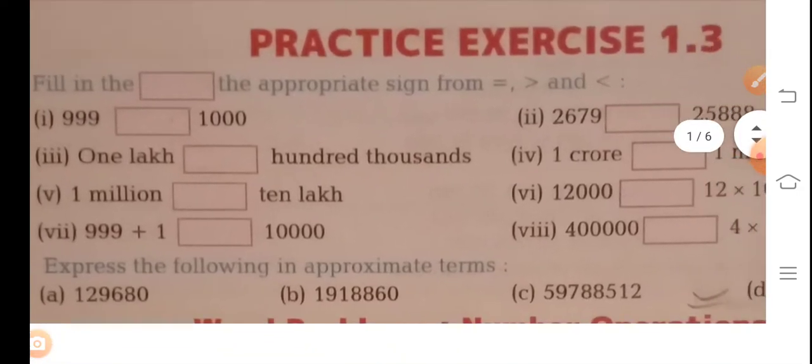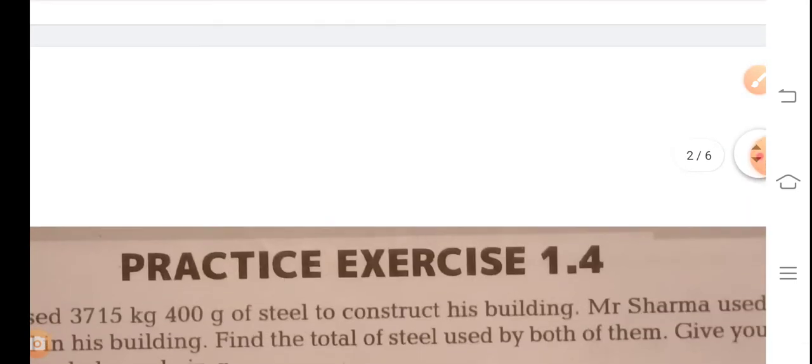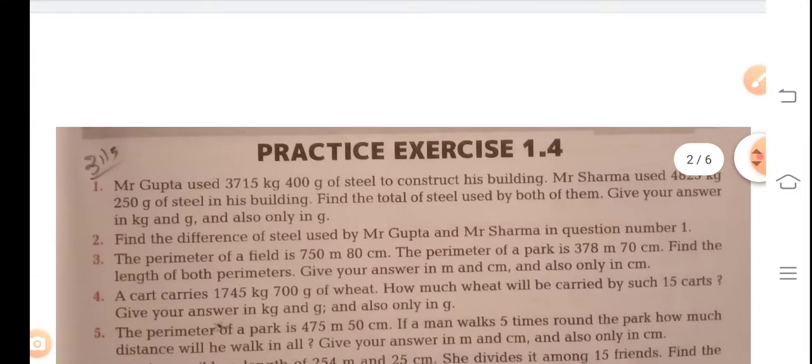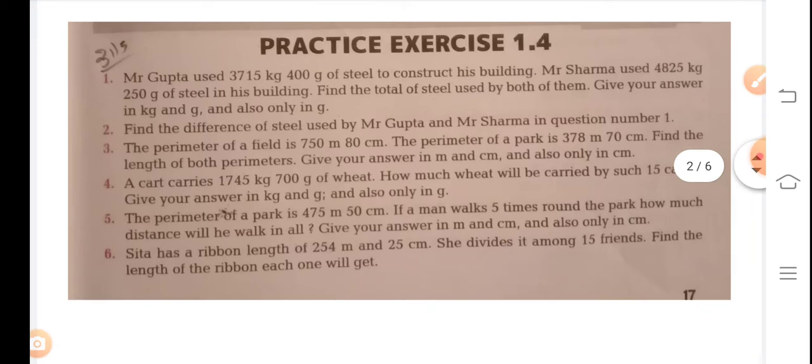So my dear students, that is the 1.3 questions. And in 1.4, all the questions are practical based questions. You read the question, then you write the answer.